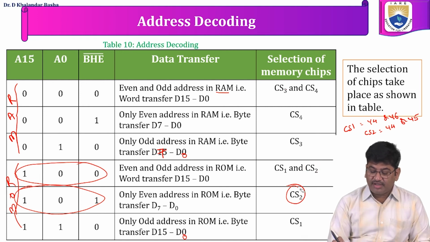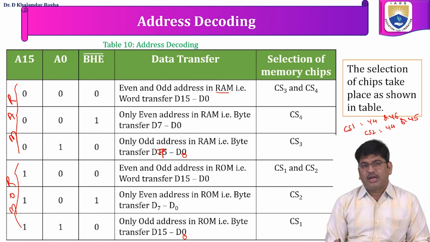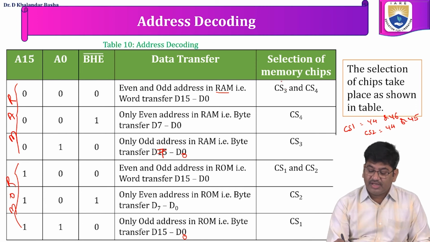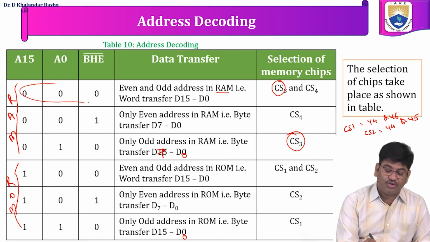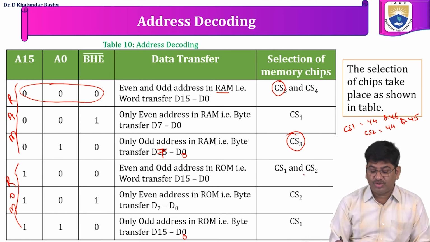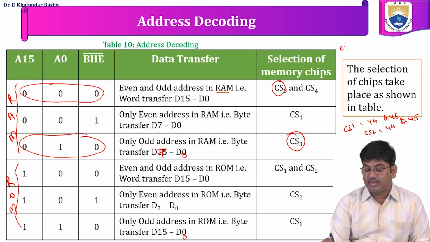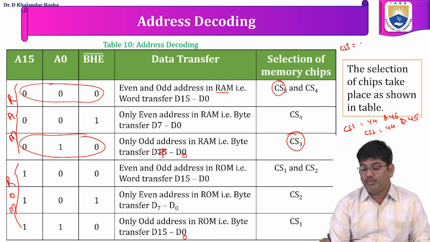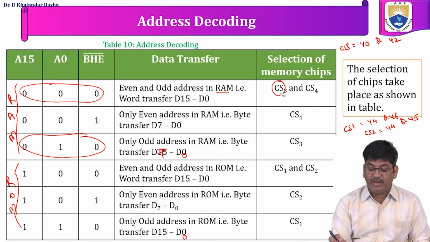Next, the chip select 3. The chip select 3 is corresponding to the RAM at odd address. The chip select 3 will be enabled for any one of the two cases when A15 to A0 BHE bar is possessing 000 or 010. That means the chip select 3 will be enabled for the combination Y0 or Y2. For any one of these cases, the chip select 3 will be enabled.